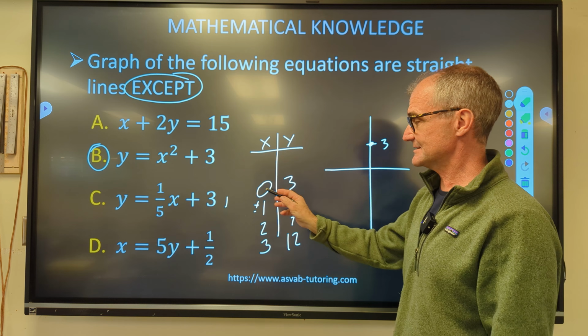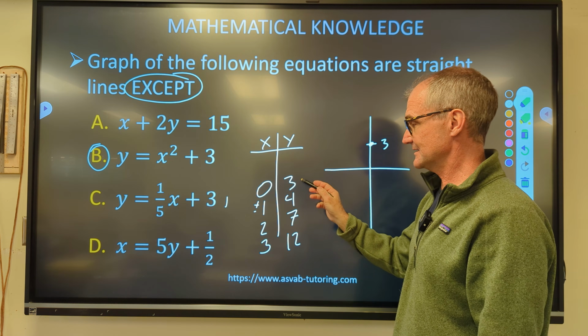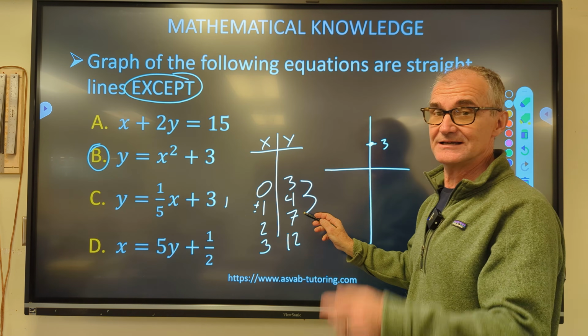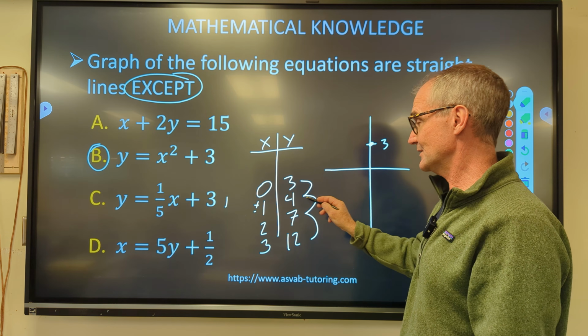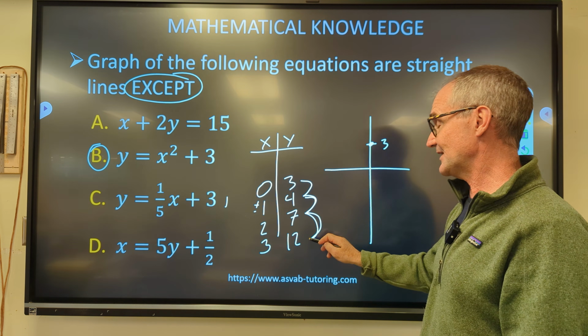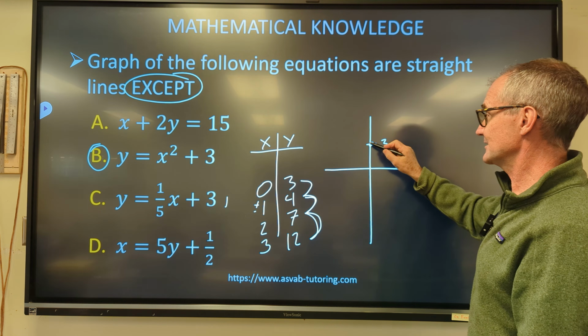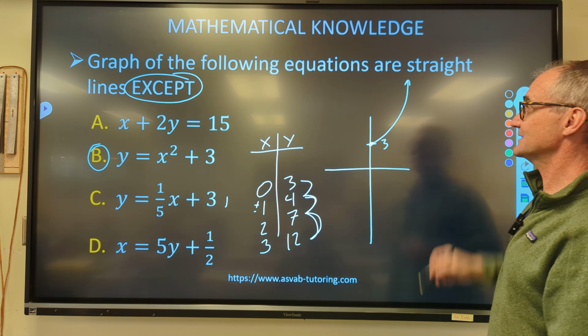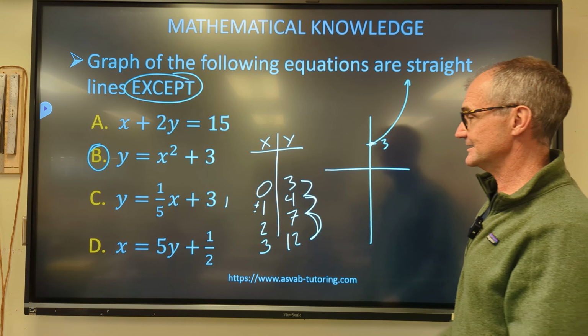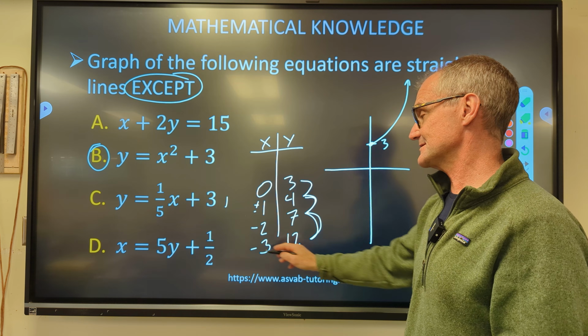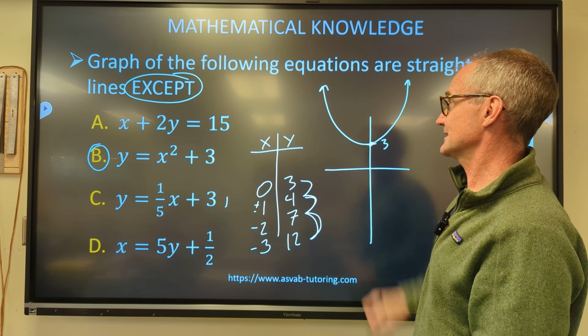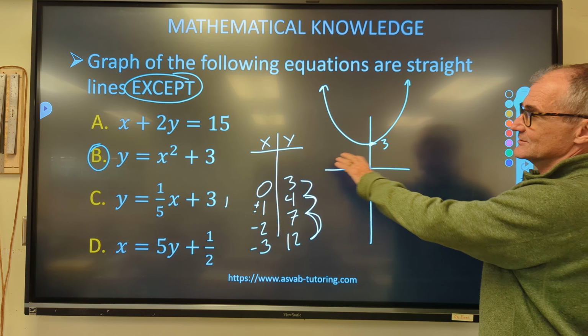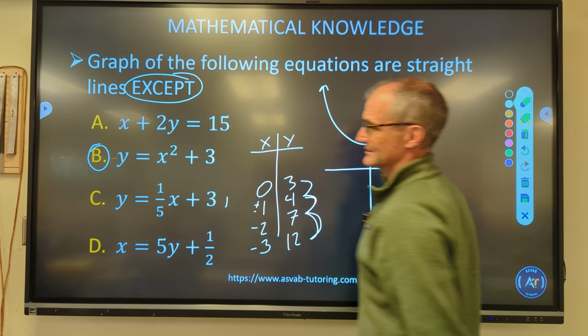So I could see a constant increase in x is leading to an increase in y. Plus 1, plus 3, plus 5. So it goes here, but then it goes up steeply and increases at an increasing rate. The negatives are going to be the same, so it's going to look like that. So this is the only one that is not a straight line.